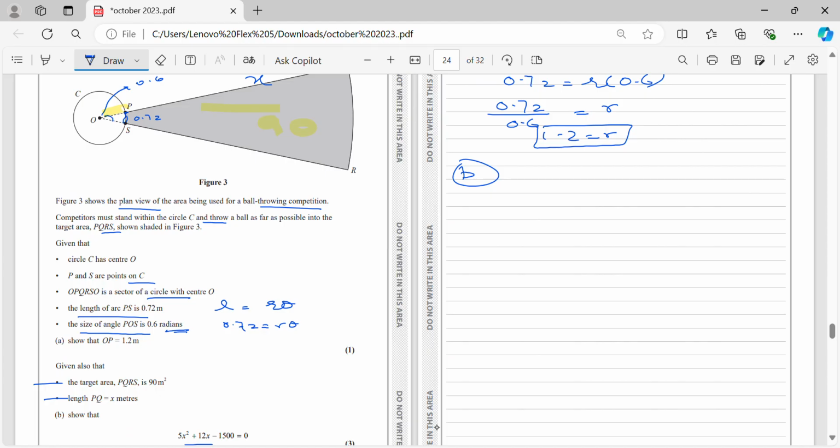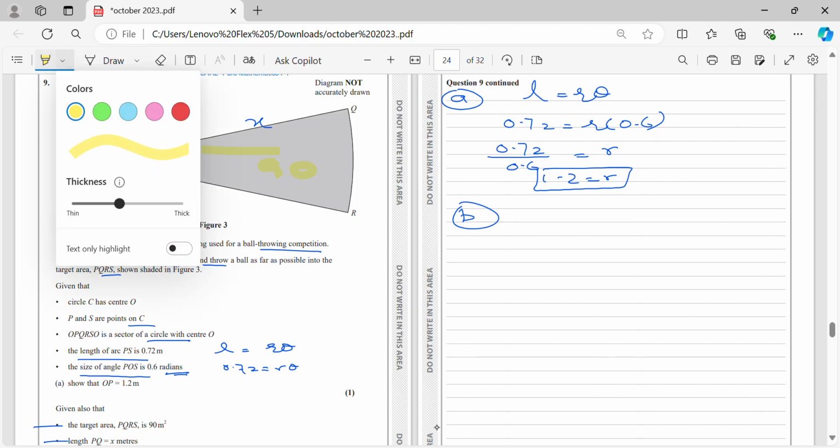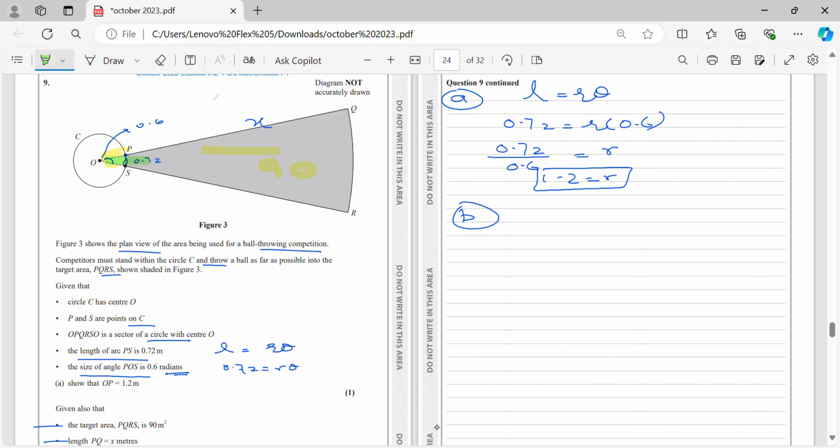So target area PQRS is 90. So let's find out the area of the shaded region only, because this 90 is the only shaded region. So if I find the area of POS, this area, and if I find the full area, OPQRSO, the full area, I can subtract both to get the area of PQRS. Yeah, in this way it will work. Let's get started.